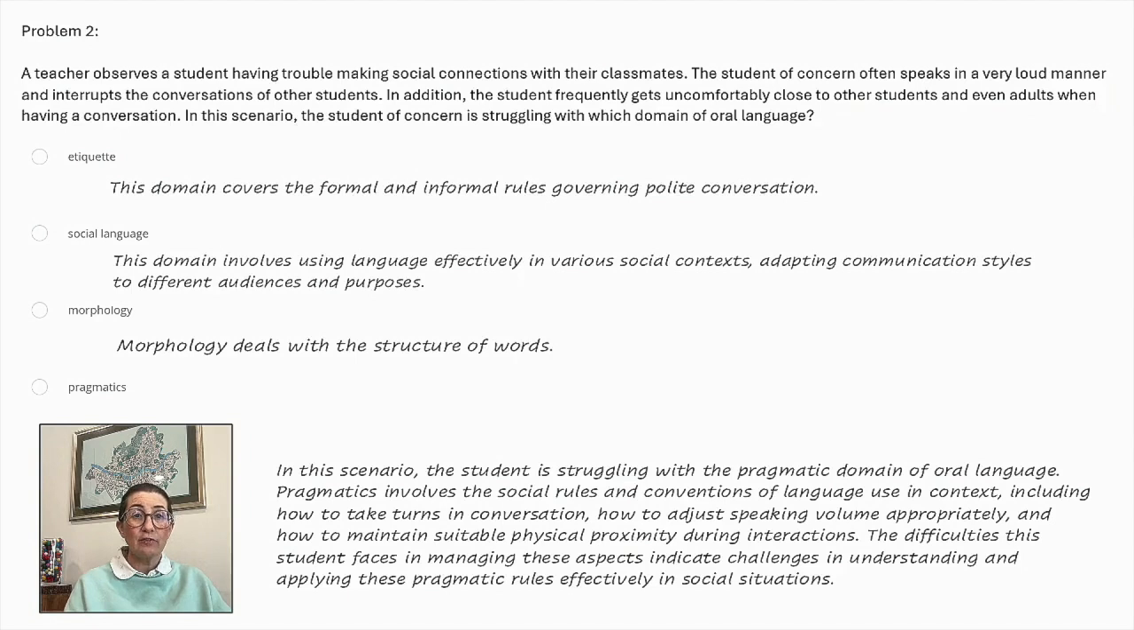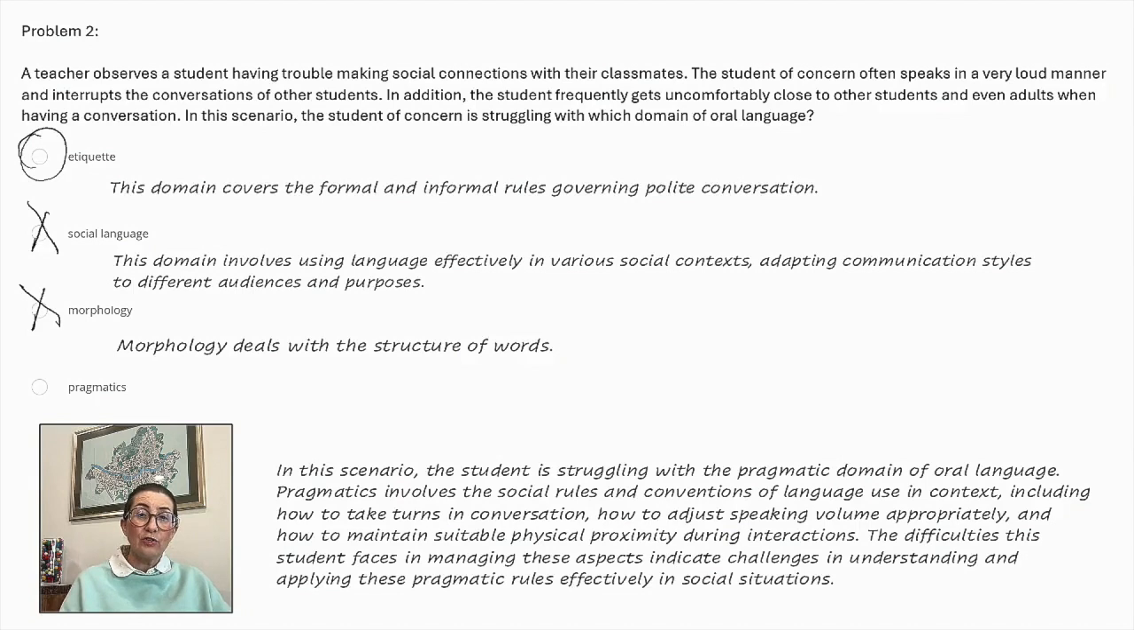Etiquette. This domain covers the formal and informal rules governing polite conversation. This could possibly be the answer, so let's put a circle around it. Social language. This domain involves using language effectively in various social contexts, adapting communication styles to different audiences and purposes. This doesn't quite match our scenario, so we will eliminate that. Morphology we discussed in the previous question. It deals with the structure of words and so is not relevant here either. And lastly, we have pragmatics, which we also touched upon in the previous question.